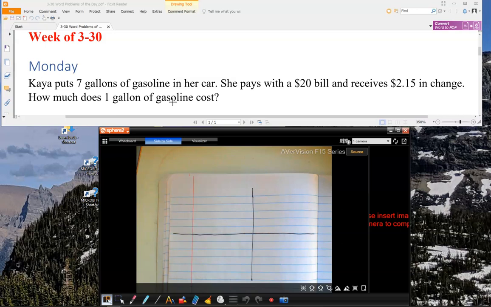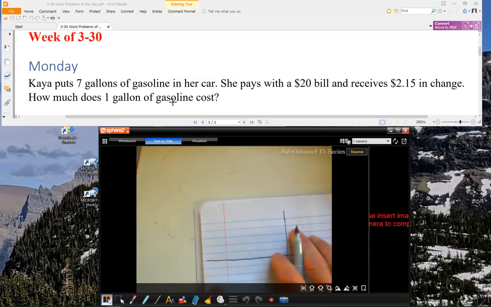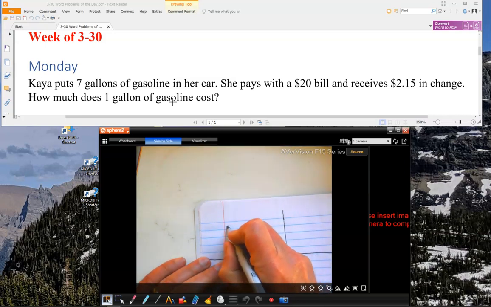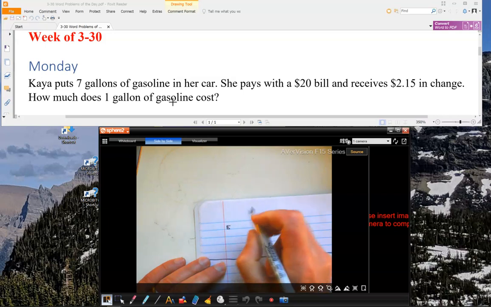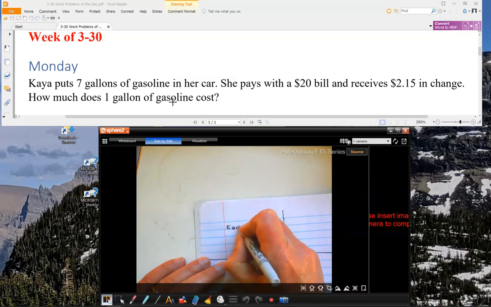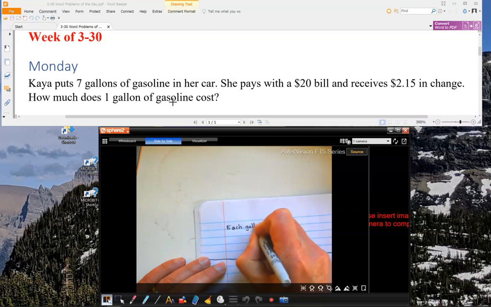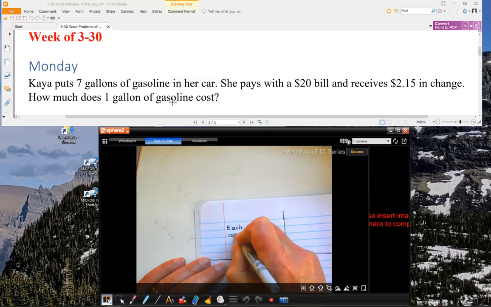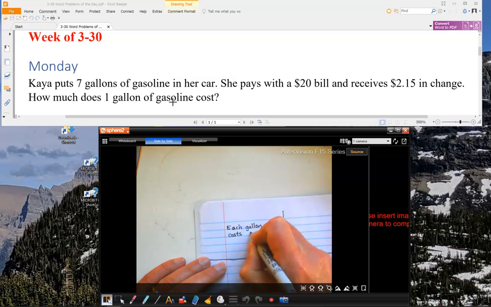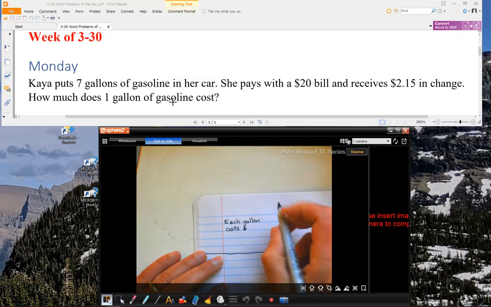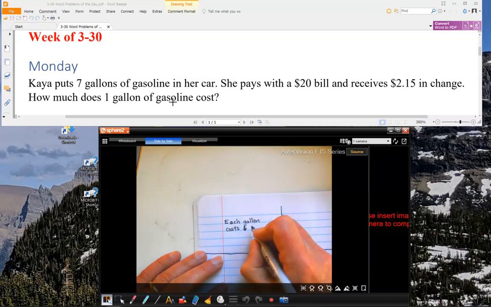What I'm going to do, boys and girls, is decide on my answer sentence. I think we should probably put here that each gallon costs, and I'll put my dollar sign, each gallon costs, and then I'll put over here a blank. My pen's a little wonky today. And that's about all I need for this answer sentence.